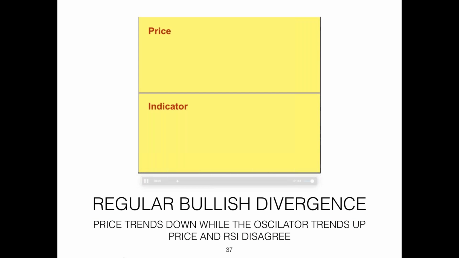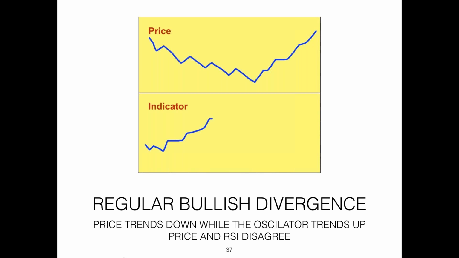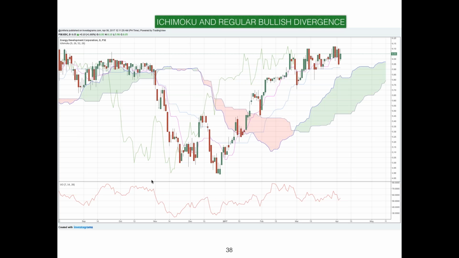If the reversal brought about by the bullish divergence is confirmed by Ichimoku signals on the chart, then we can place a buy order on the position. So in this chart, we see that price is making lower lows and the indicator is making higher lows. So in the end, price will tend to reverse from downtrend to uptrend. Price trends down while the oscillator trends up. So we have to wait for Ichimoku signals to confirm the signal given by the divergences.